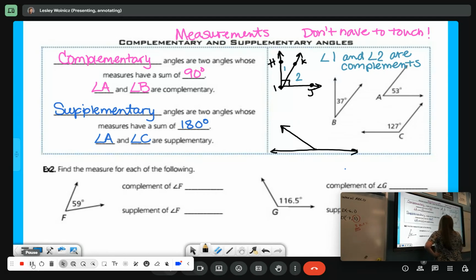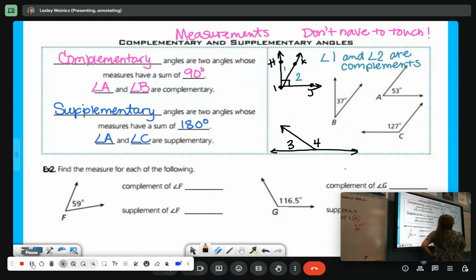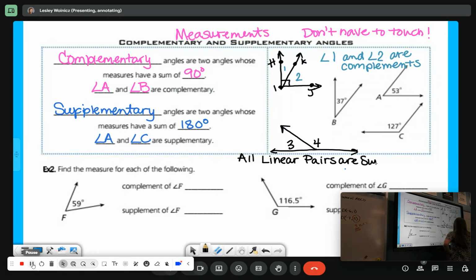These are supplementary. Okay, here's angle 3 and 4. Guess what I know about all linear pairs? They're adjacent. They're supplementary. All linear pairs are supplementary.